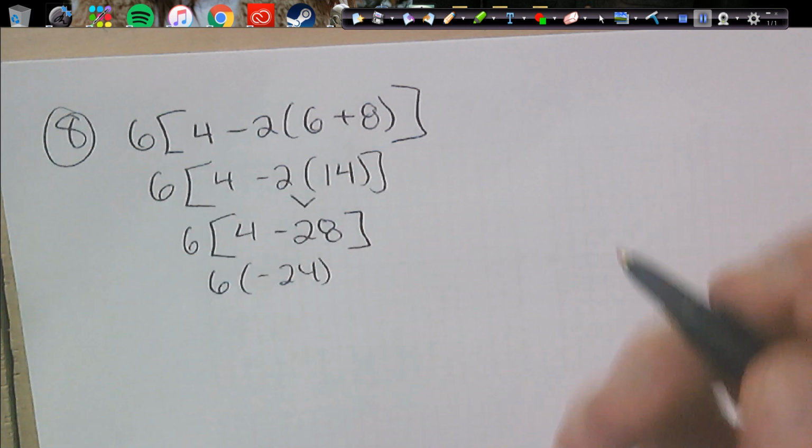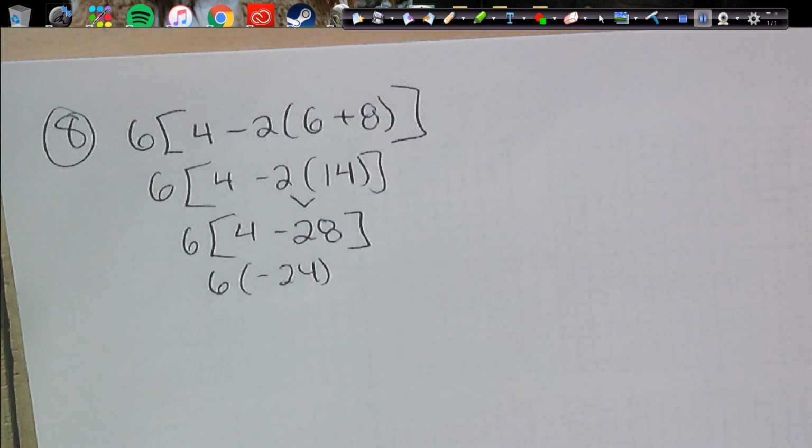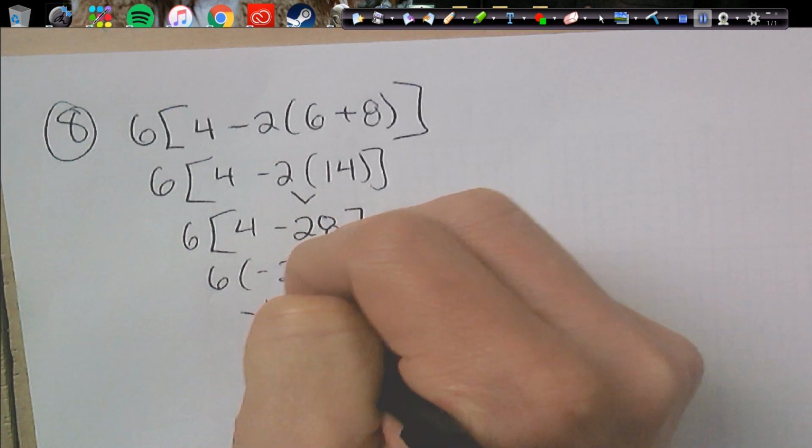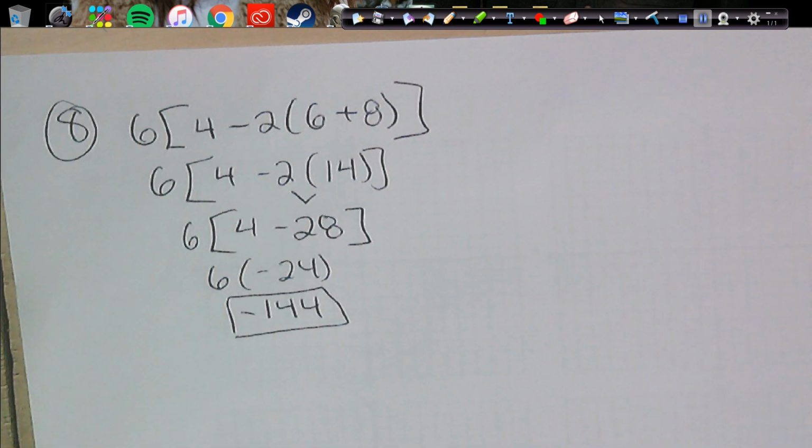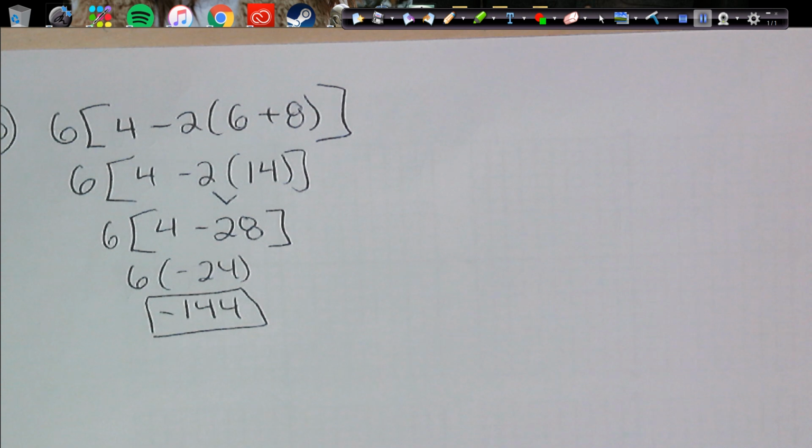And then we multiply that by 6. And I don't remember the answer to that off the top of my head, but I believe it is 144, and it is negative. Number 9.